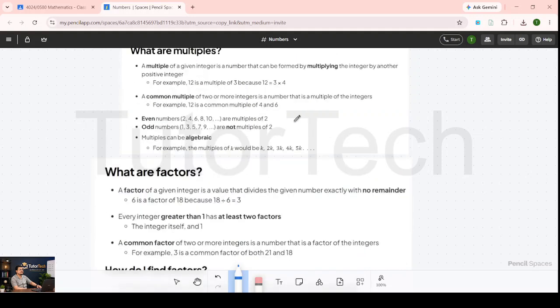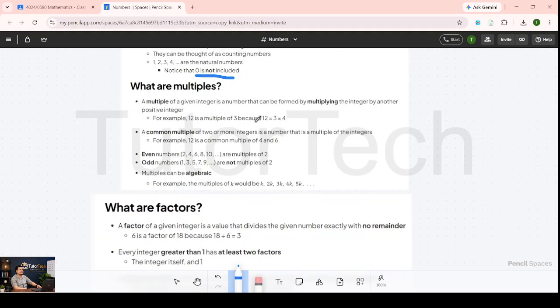And after that, we will move forward towards what are multiples. So a multiple of a given number is a number that can be formed by multiplying the integer by any other positive integer. For example, let's say we have a number 12. So 12 is a multiple of 3. How is 12 a multiple of 3? Because we can make 3 times 4, and 3 times 4 makes 12. So we can say that 12 is a multiple of 3.